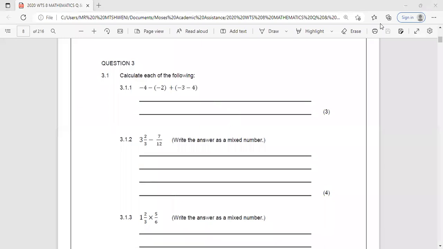We move to question 3. Question 3 is mainly about integers. Let's move. Having -4 minus, open brackets, -2, close the bracket, plus -2, and so on. This one, you first have to understand BODMAS: brackets, order, division, multiplication, addition, and subtraction. Once you understand that one, it will be easy. You deal with what's inside the brackets first before you even continue. So on this one, you have to deal with the brackets first.